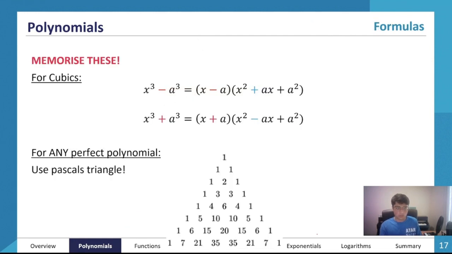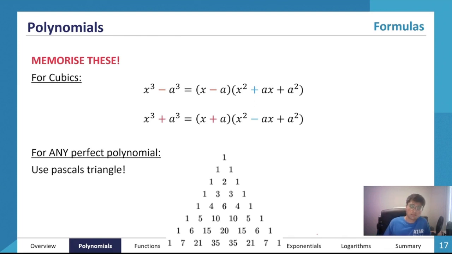We're going to now move on to some formulas that you're going to find useful when it comes to converting polynomials from expanded form to factorized form. So we're going to look at these formulas, and then we're going to go on to learn how to use the rational root theorem and the factor theorem to factorize some other cubics from expanded form to factorized form. Okay, so these formulas are very useful.